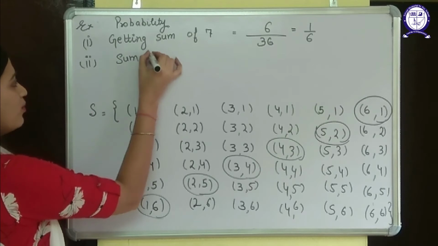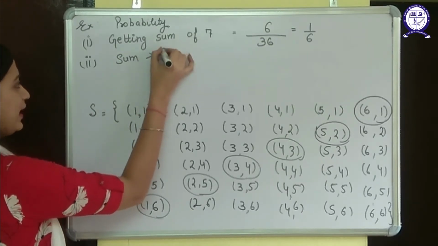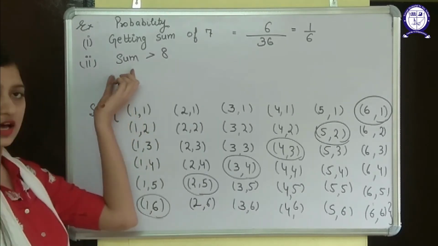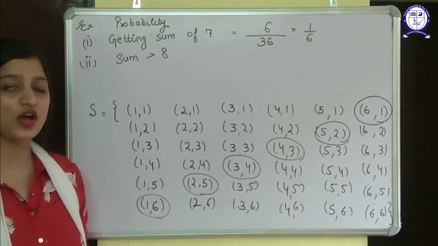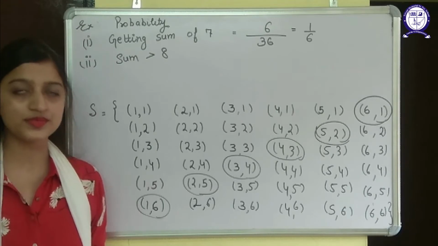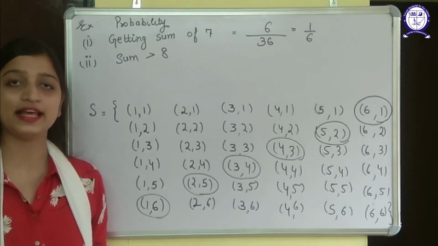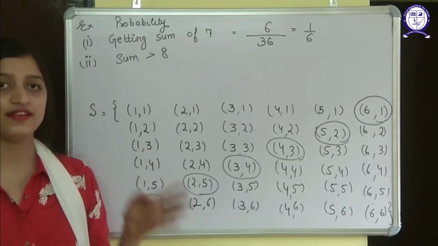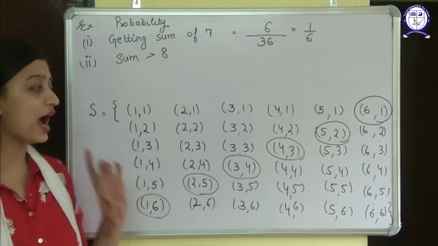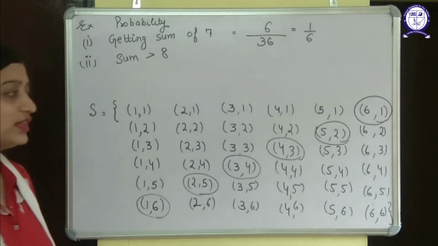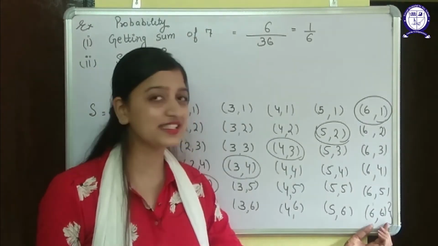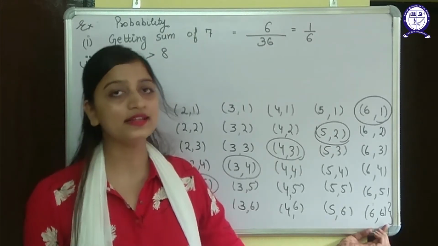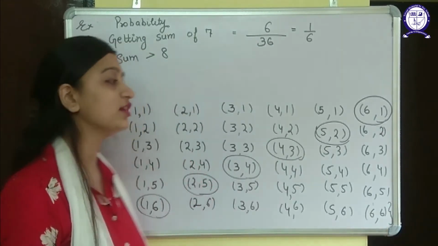sum greater than 8. Okay. Suppose the question is I have a sum greater than 8. So I will count all the outcomes which have sum greater than 8. Sum can be 9, 10, 11 and 12. Because after 12 there will be no sum. The highest sum is 6, 6, 12. Okay. So I will have 9, 10, 11 and 12.